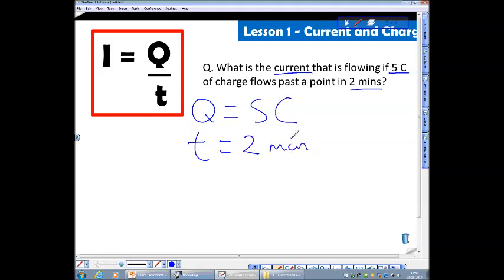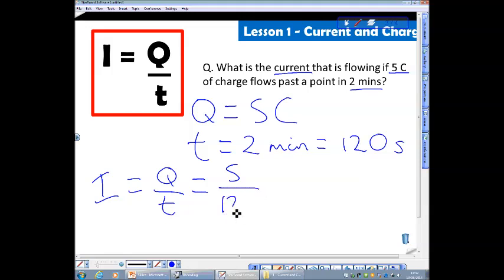Now we want charge in coulombs, so that's fine, and we want time in seconds. So we need to convert this, so it's 120 seconds. Write down the equation we want to use, which is I is equal to Q divided by T. Then we just put in our numbers. 5 divided by 120, and because the charge is in coulombs and the time is in seconds, we've got coulombs per second, so that gives us our answer out in amps, and it comes out as 0.04 amps.